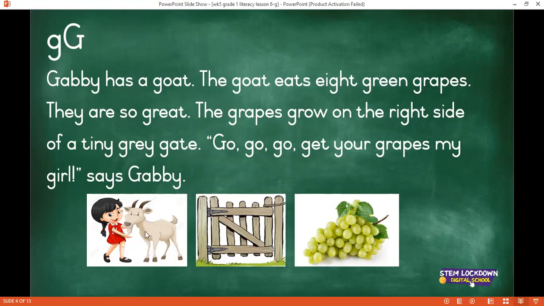Can you see the girl standing here? And what's standing next to her? It's her goat. And there we have a gate. And what color is the gate? The gate is gray. Yes. What else does the gate look like? It is tiny. Very good. And look at these delicious grapes. Very good.